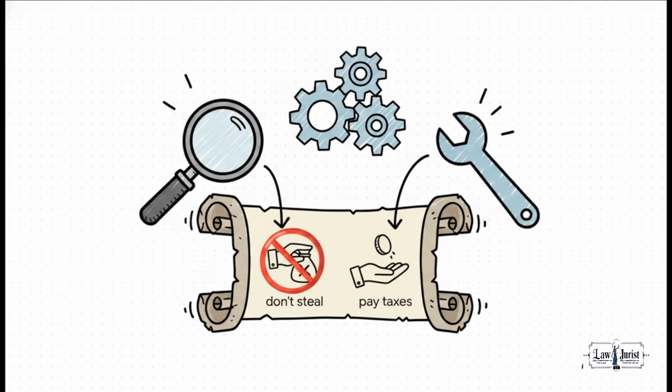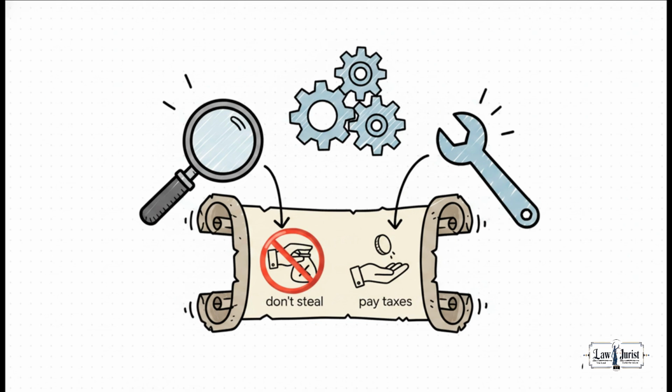Primary rules are the basic do's and don'ts of a society. They impose duties directly on citizens. Don't steal, don't commit violence, pay your taxes. But Hart argues that a primitive society relying only on primary rules suffers from three massive crippling defects. It is uncertain, it is static, and it is terribly inefficient. Think about it. If you only have a giant list of primary rules, how do you actually know which rules are valid? How do you change a rule that's totally outdated? And who gets to officially decide if a rule was broken?